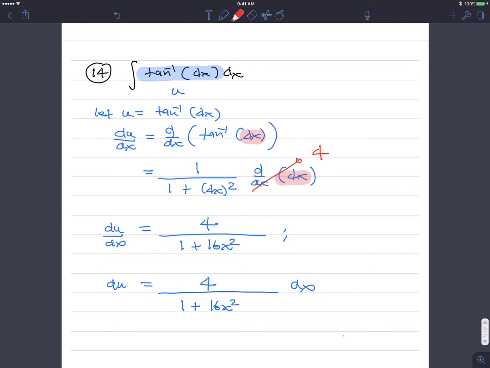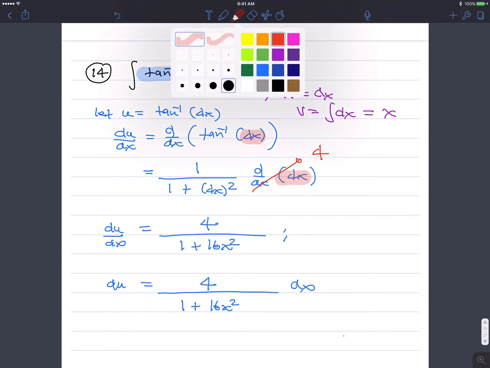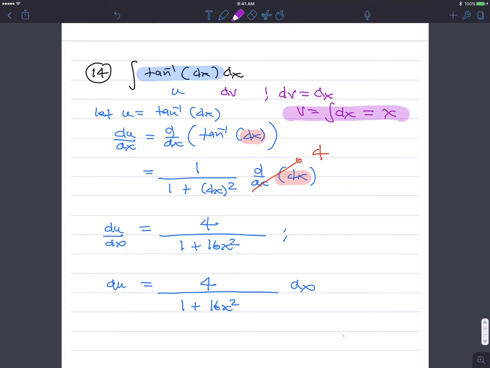Let's see if we can do this here. This is my dv. So that dv is dx. V, the antiderivative of this, we get simply x. So v is x. Let's identify what we're going to use. U is inverse tangent. Du is everything you see over here.